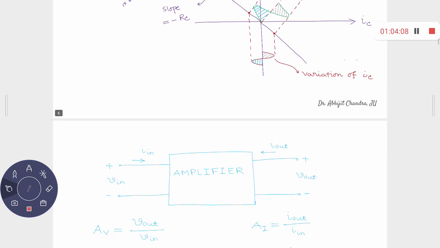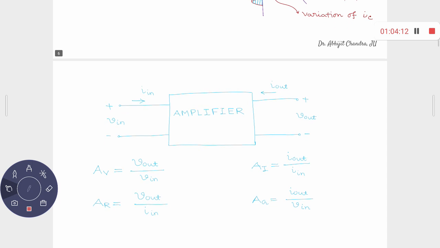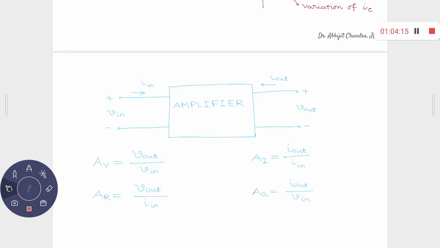Okay, now let me just show you that thing that I have already discussed at the beginning of this class, that you can have four types of possibilities. A voltage might be a current, output might be a voltage or a current. And we are here representing the amplifier as a black box and as a two-port network.